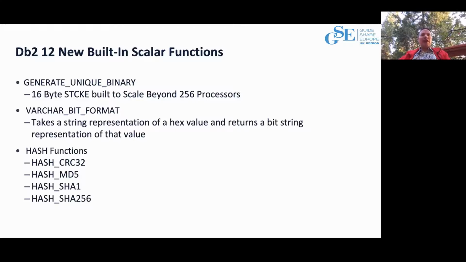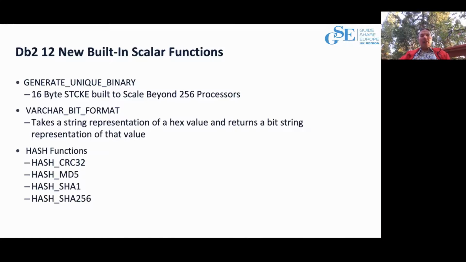The original generate unique basically trimmed some values out of that 16-byte value so that we could get down to 13 bytes for compatibility with LUW. But one of the things that had to be done was we had to limit the number of processors to 256 processors. And as you might have noticed with the Z15, there's 190 processors in the box. So the thought is that we needed to support the full generate unique 16-byte value to support beyond 256 processors.